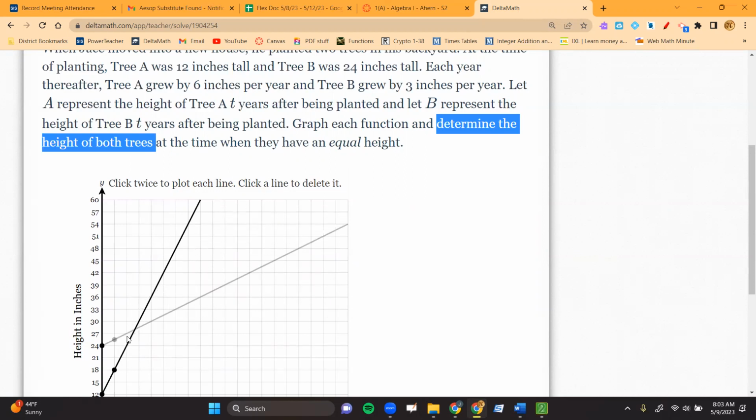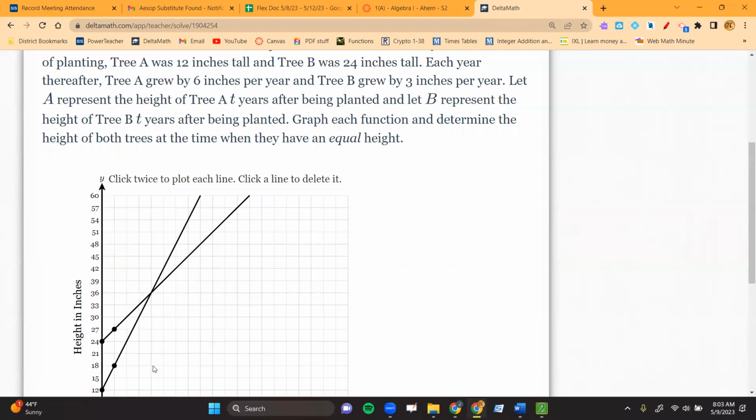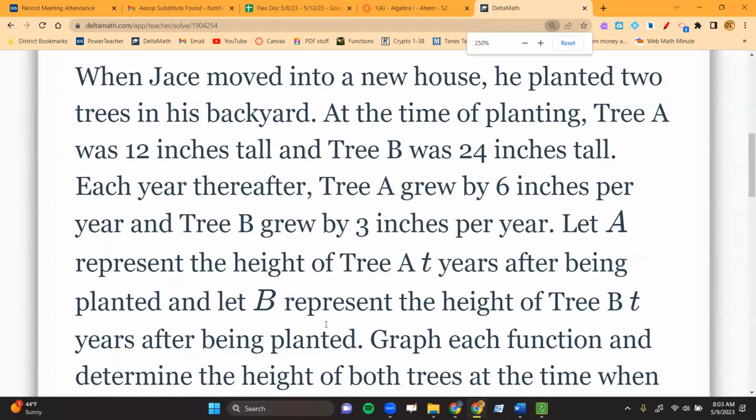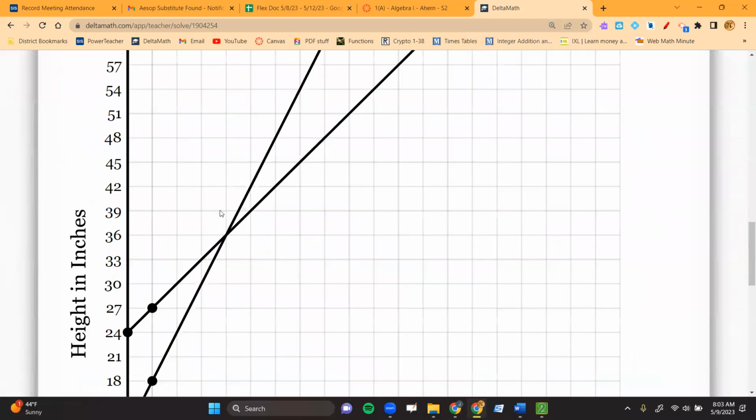Tree B starts at 24 and grows by how much? 3. So I'm going to go to 24. And then after 1 year, I'm going to go to 27. And so what we're interested in, I hope it's obvious, is this point right here. That's the point where their heights are the same.